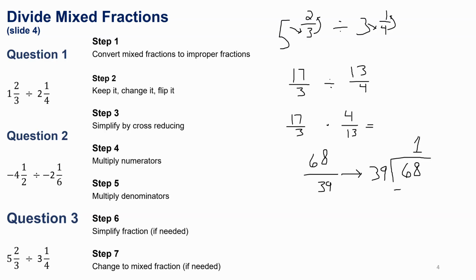One times 39 is 39. And 68 minus 39 is 29. 29 is now my numerator, and my denominator stays 39. So 68 over 39 as an improper fraction converts to a mixed fraction of 1 and 29 over 39.